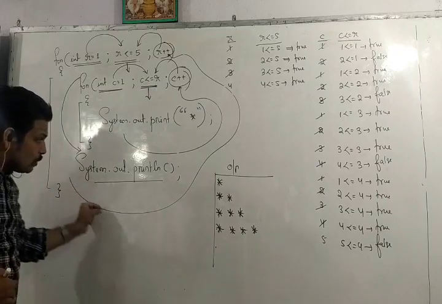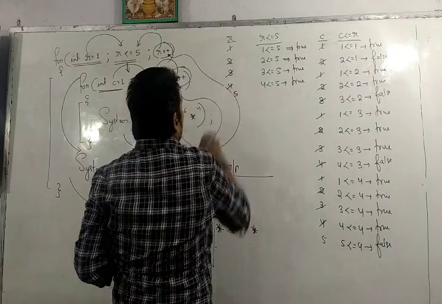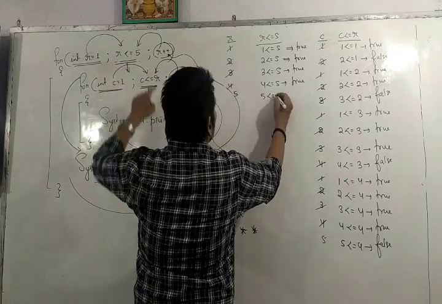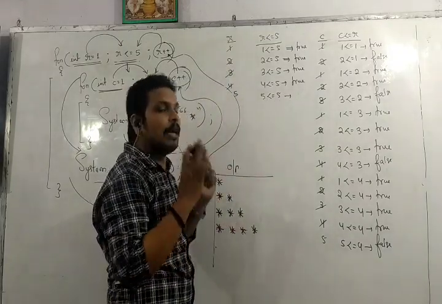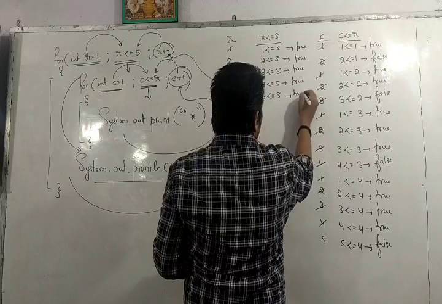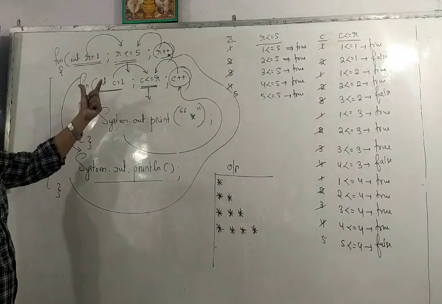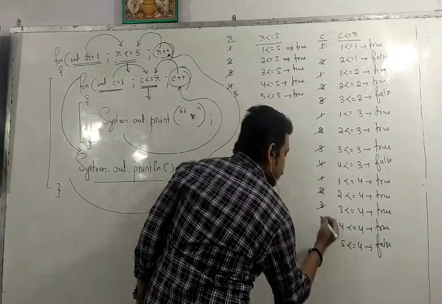Then the control will again go to the updation expression of the outer for loop and this will be 5. Then again it will be tested. 5 is less than equal to 5. So is 5 less than 5? No. Is 5 equal to 5? Yes. If yes, it's true. Again the control will go within the body of the outer for loop and C is equal to 1 once again.